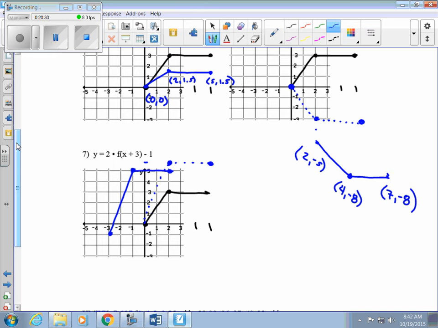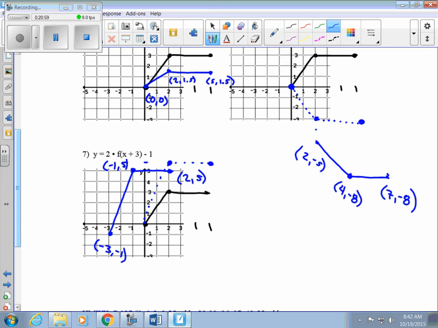Then in number 7, again, I had to do 2 things. I did a vertical stretch and a translation. So I did a vertical stretch first, which again is that blue dotted line, and then I shifted everything to the left 3 units and down 1 unit. So that gives us, and I didn't write the ordered pairs here, but it's -3, -1, -1, 5, and 2, 5 as the ordered pairs for our new function.